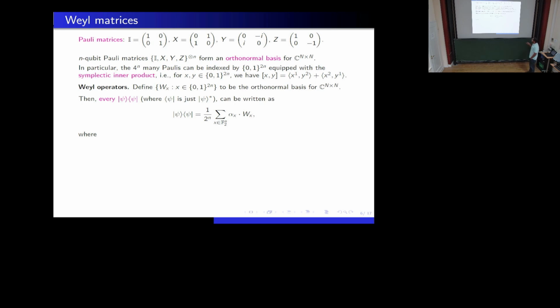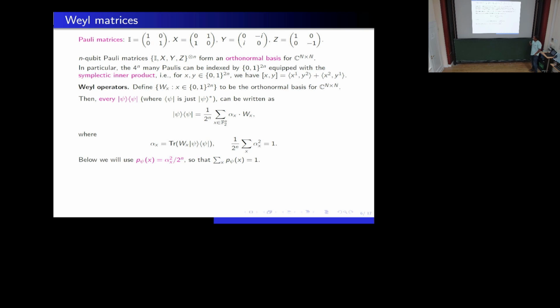Because it's an orthonormal basis, I can rewrite every quantum state this way. And these coefficients are just the standard coefficients that you would expect. Because these things are orthonormal and have trace inner product 0, it's not too hard to verify that the sum of squares of alpha x squared is equal to 1. You can take this for granted, but it's an exercise if you go back and sit down and write it out.